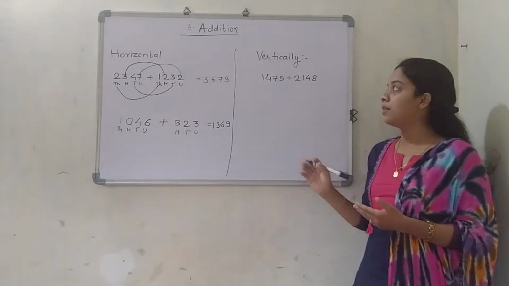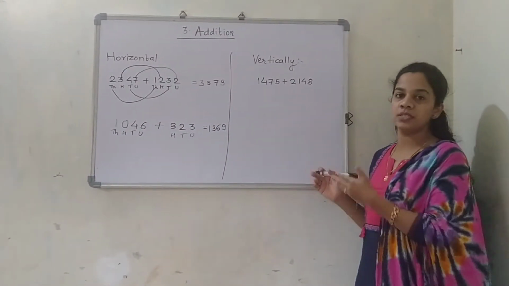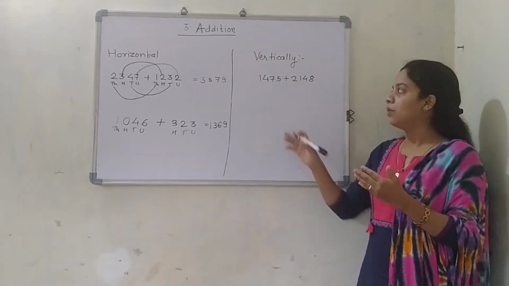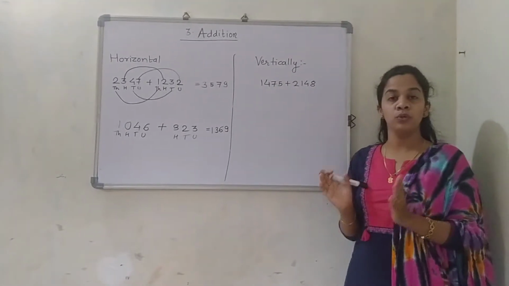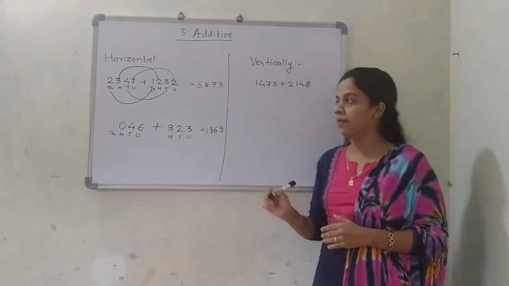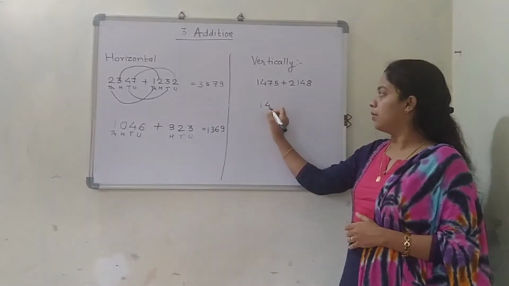Now we are going to solve the vertical method. How are we going to solve it? Just see me on the board. What have they given you? They have given you two sums and told you to add two numbers. The first number I am going to write on the board.